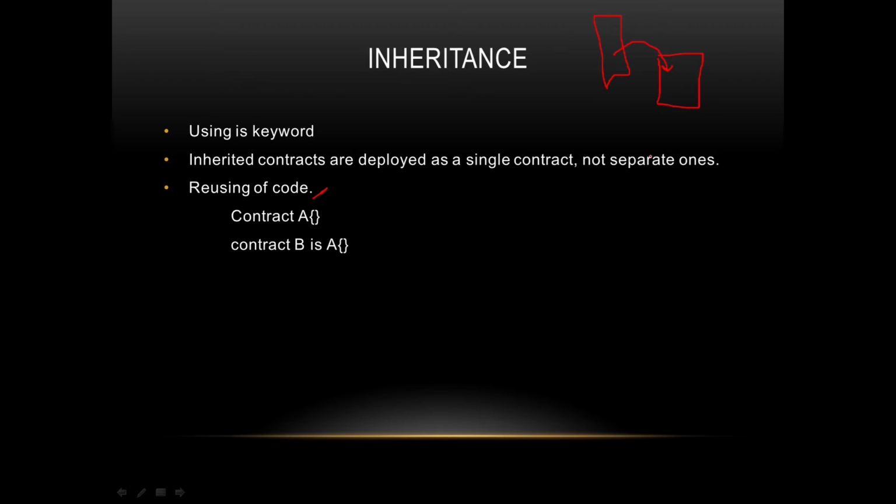Now the same thing in Solidity: the class is not there, it is basically the contract. So a contract has some features, all of which can be used in its child contract, the contract which inherits all this. The main contract is known as a parent contract, and the one inheriting all the properties is known as the child contract.